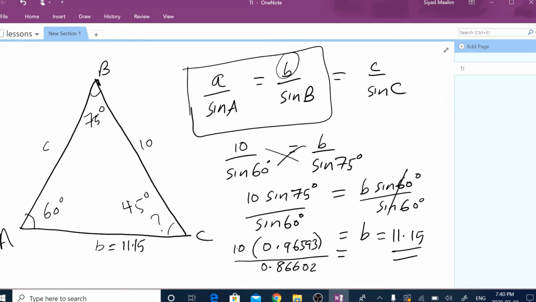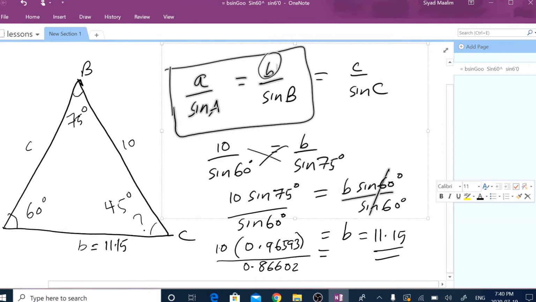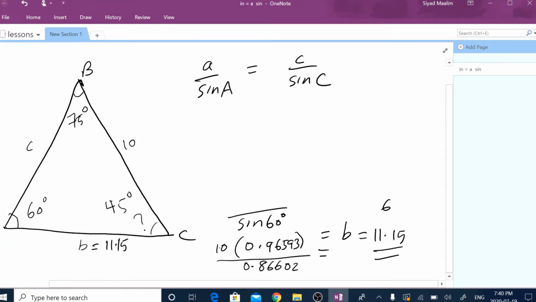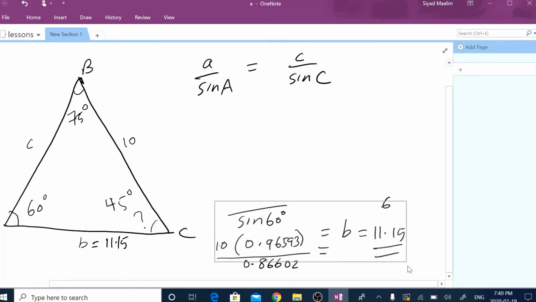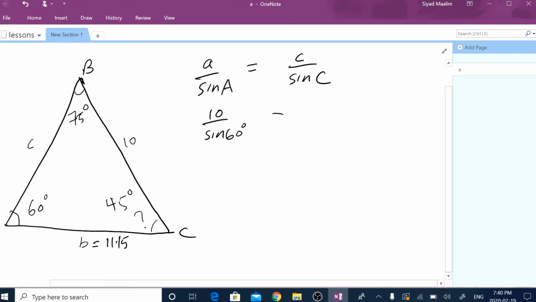So what is left? We are left with side C. In order to find side C, we again use the same ratio. A divided by sine A is equal to C over sine C. So what is A? A is 10, sine of 60 degrees is equal to C, which is what we are looking for, divided by sine of 45 degrees.